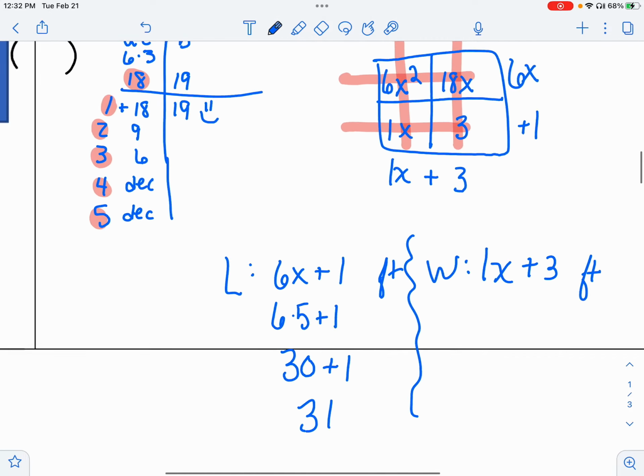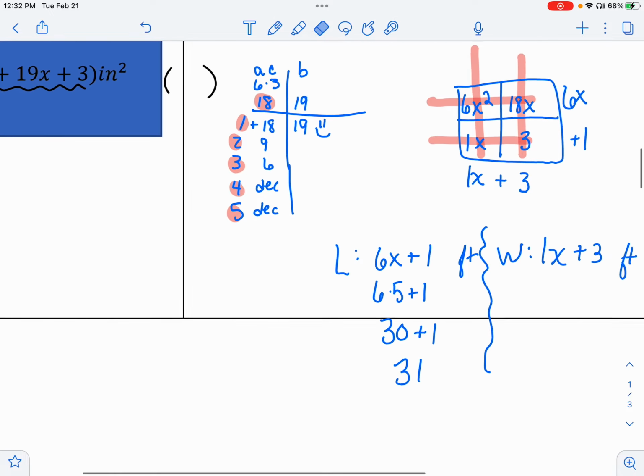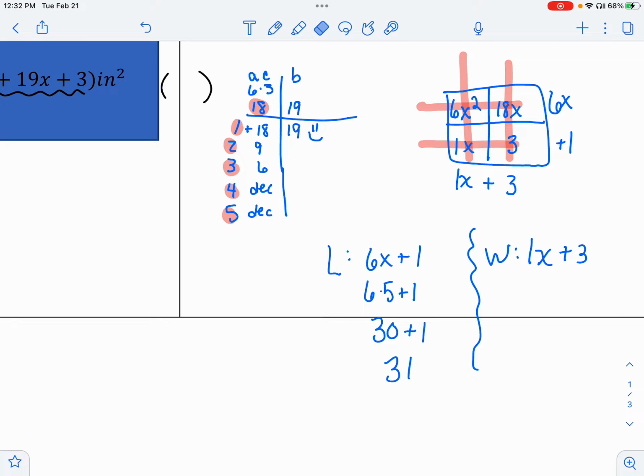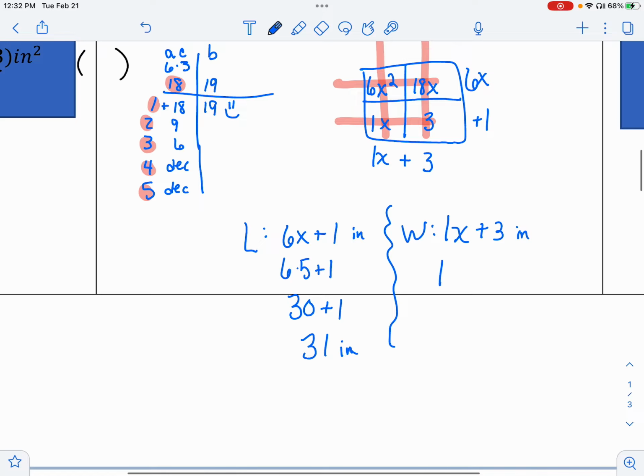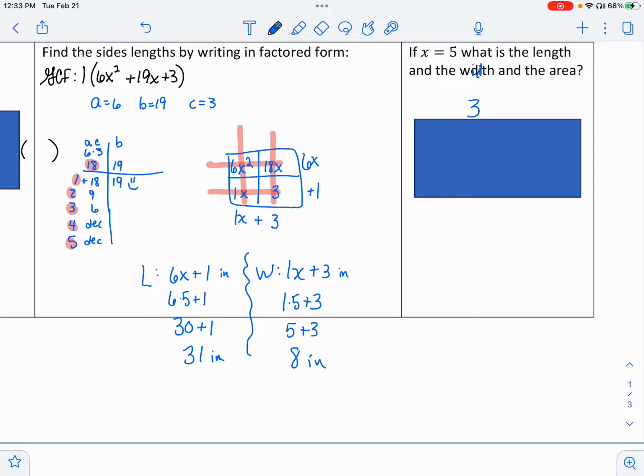What are we measured in this one? Feet? Oh, silly me. I wonder if you guys caught that. I apologize. These were definitely measured in inches. I should have done a double check before I did anything else. So 31 inches by the width, let's see, 1 times 5 plus 3 is 5 plus 3, or 8 inches. So looking at this rectangle, I'm going to say this one is the 31 inches. I'm going to say this one's the 8 inches, just looking at it size-wise.